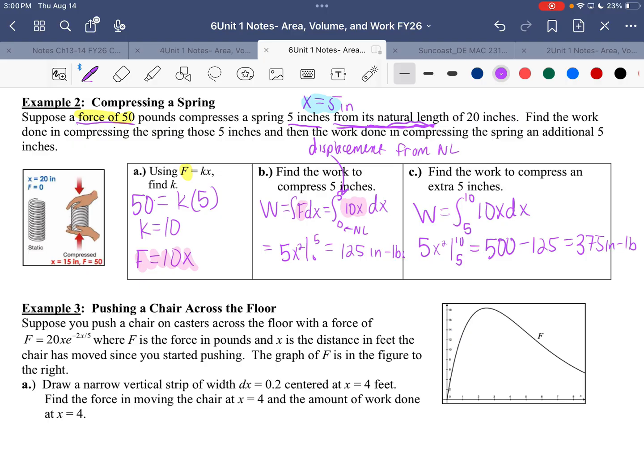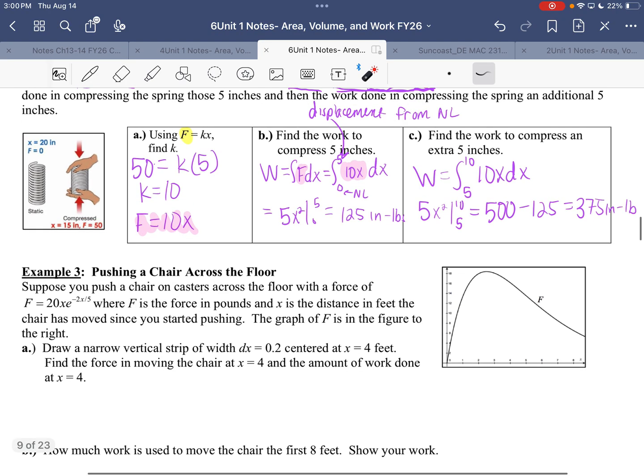Wouldn't x be different though, if you add an extra 5 inches, so force would be 5x, no? No, it doesn't. That's just the displacement that you're moving. The force on this whole system is 10x, and then I'm adding up the forces from 5 to 10. The boundaries are the extra 5 inches. When you get that initial 50 pounds to compress it 5 inches, you have figured out the forcing equation for this specific spring.